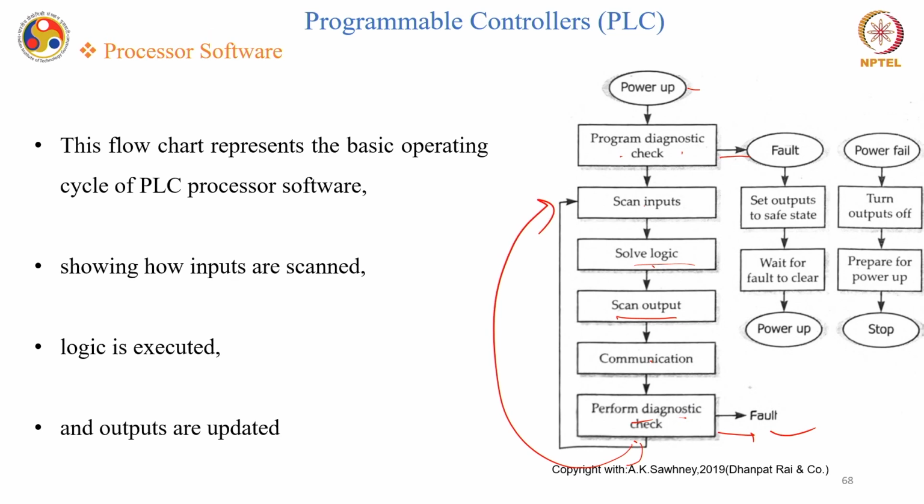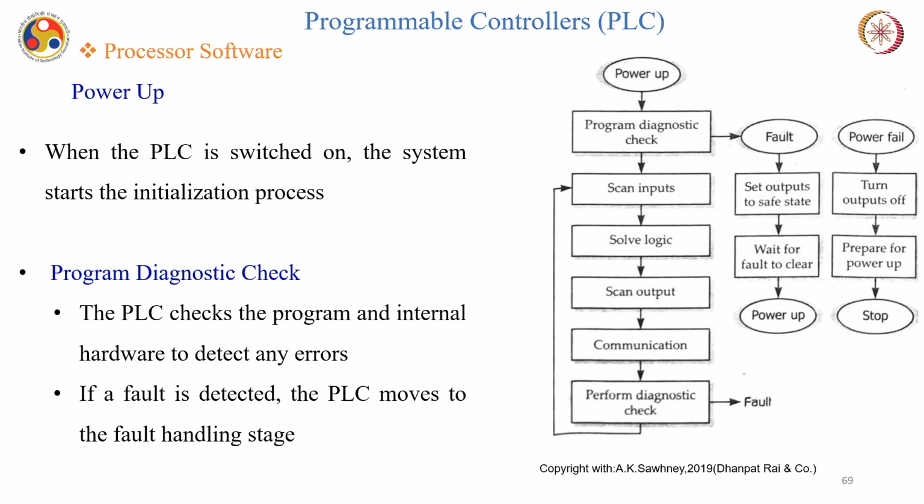Now this flow chart represents the basic operating cycle of a PLC processor software, showing how inputs are scanned, how logic is executed, and how outputs are updated. Let's see these steps very briefly. The first stage is power up. When the PLC is switched on, the system starts the initialization process. Then we have the program diagnostic check. The PLC checks the program and internal hardware to detect any error. If a fault is detected, the PLC moves to the fault handling stage, and this sequence will be executed. We'll come back to this.